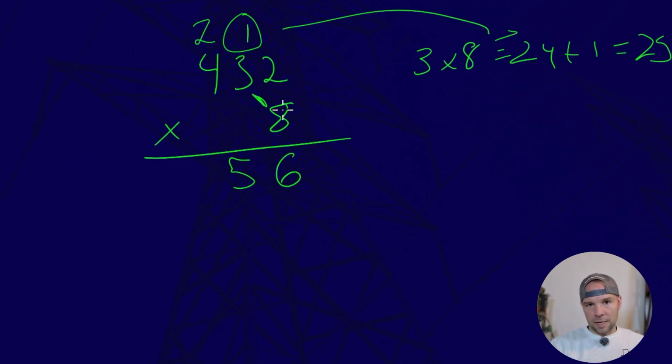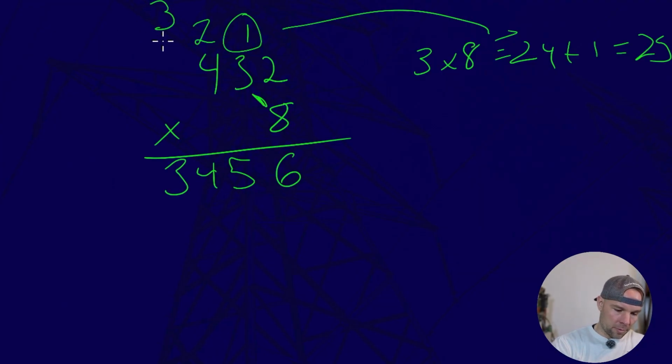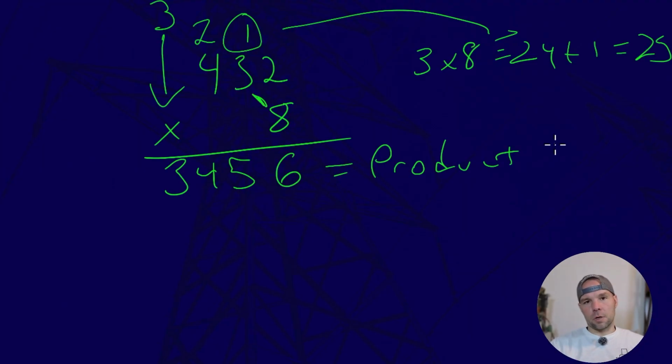Now we'll do 4 times 8. So 4 times 8 is 32, plus the 2 is going to be 34. And there's nothing over here, so we'll carry the 3, and then we'll just drop it down. So our product will be 3,456. Multiplication can be verified by adding groups if needed for accuracy.